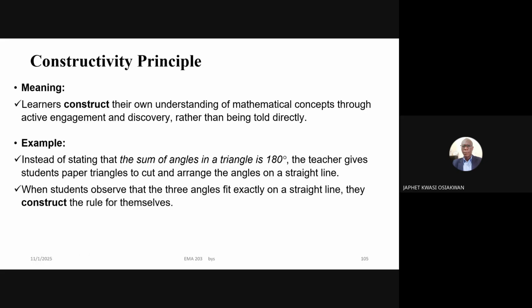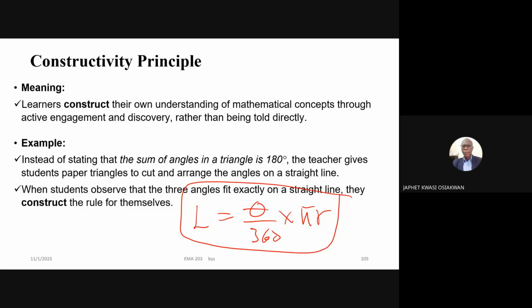Let's see. And then the second activity I'll give is you take the children through an activity that will show the length of an arc. The length of an arc, L, is equal to theta on 360 times pi r. So get an activity like that. You don't just go and tell them this. And then the area of a sector A is equal to theta on 360 times pi r squared.